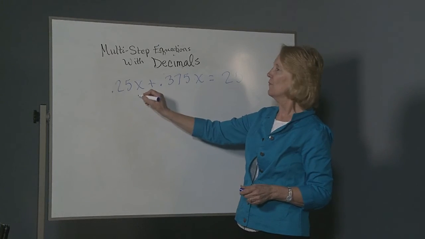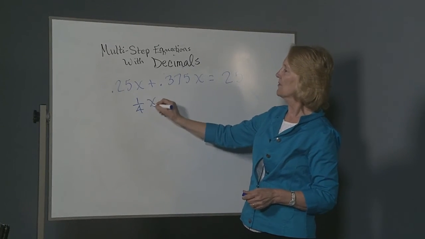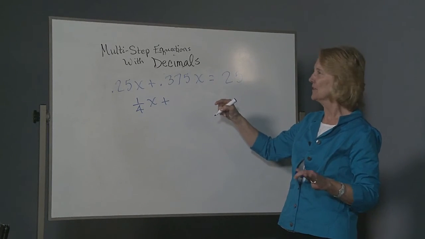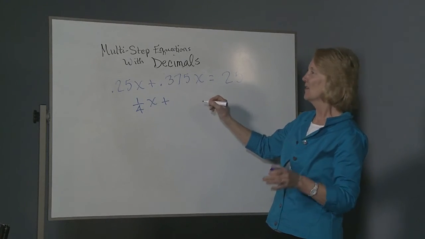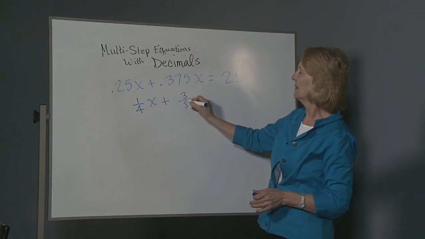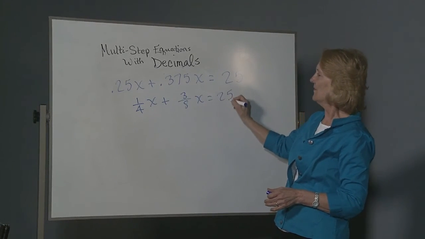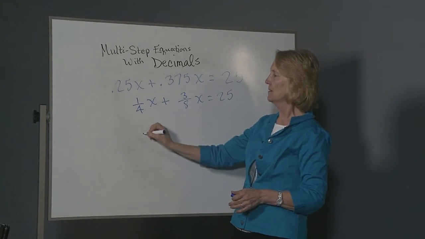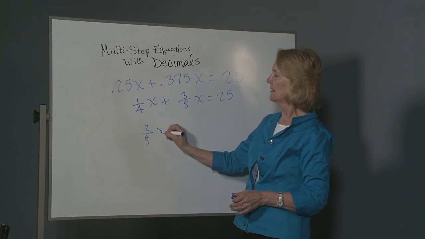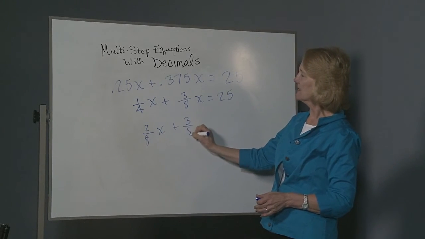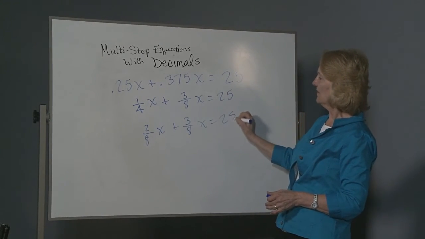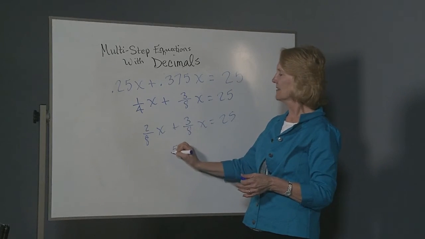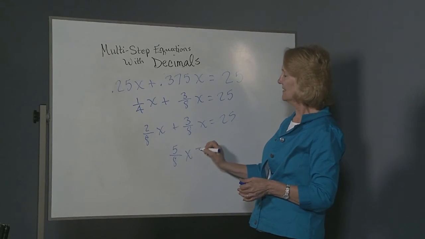0.25 is like 1/4, so this becomes 1/4 x. 0.375 as a decimal is the decimal for 3/8 equals 25. Now we need a common denominator, so this has to become 2/8 plus the 3/8 equals 25. 2/8 plus 3/8 would be 5/8. This looks nice and easy, doesn't it?